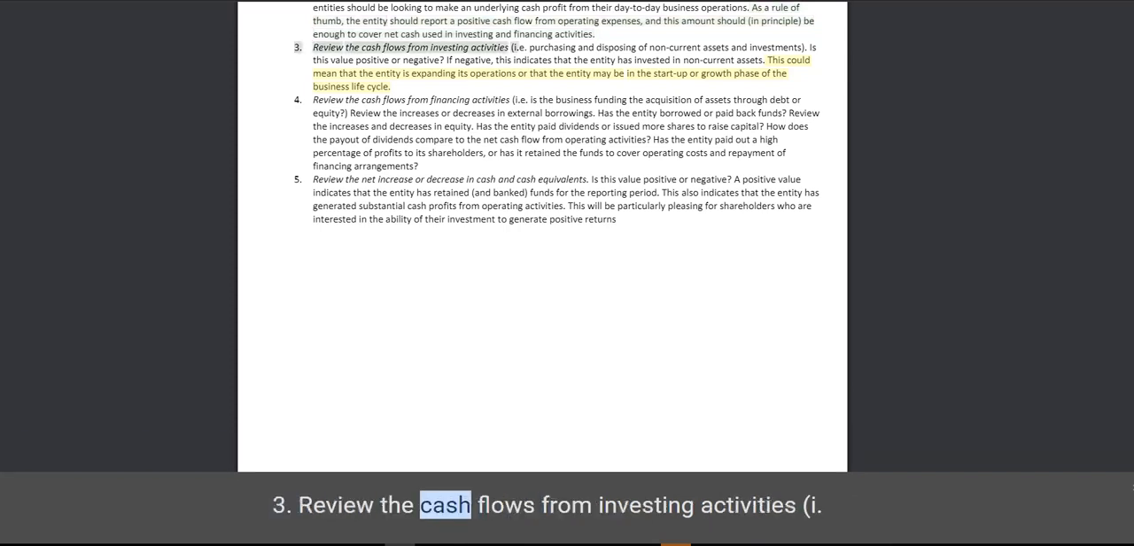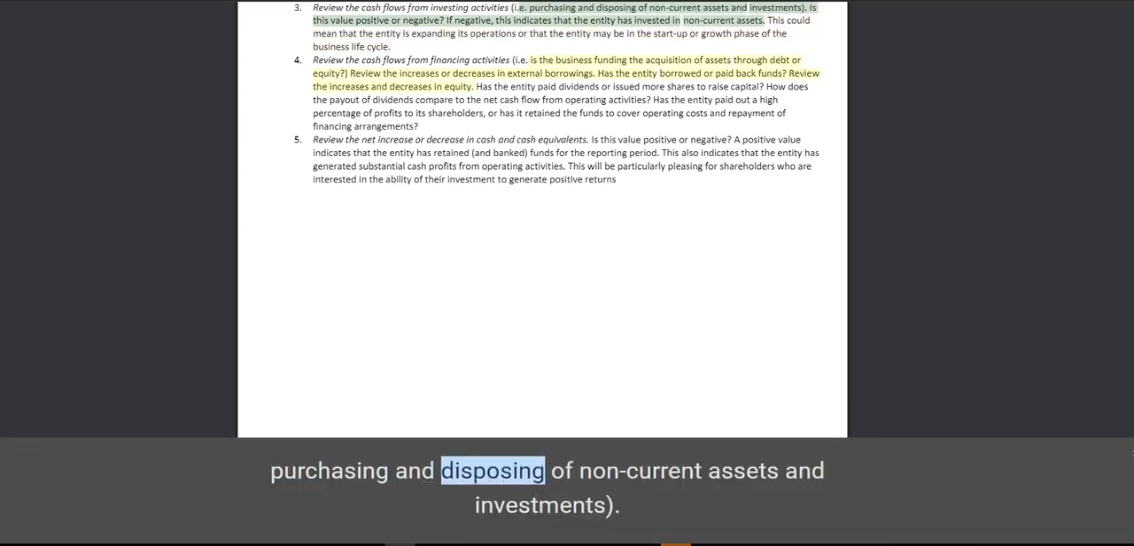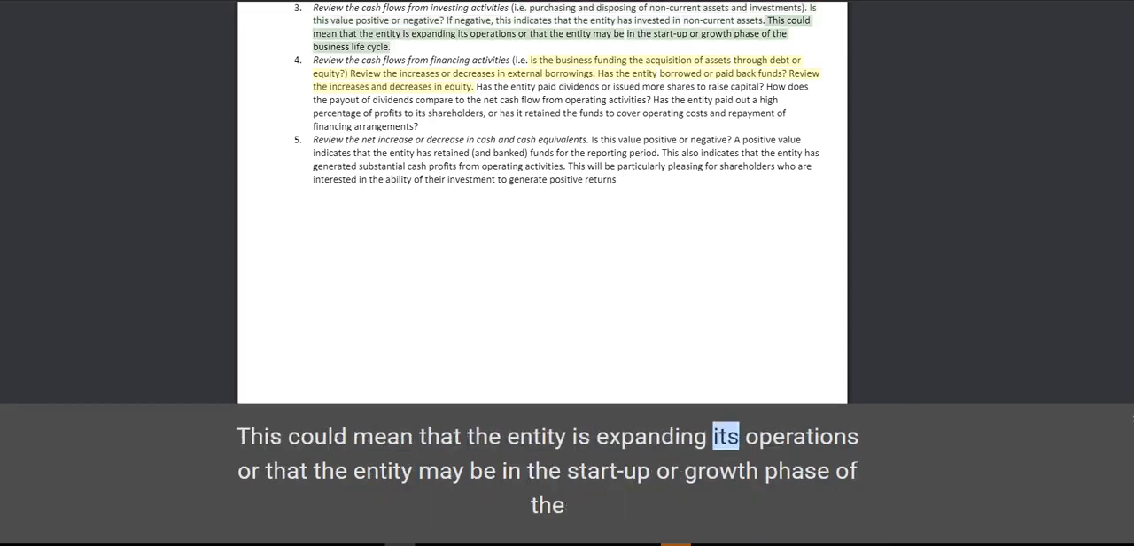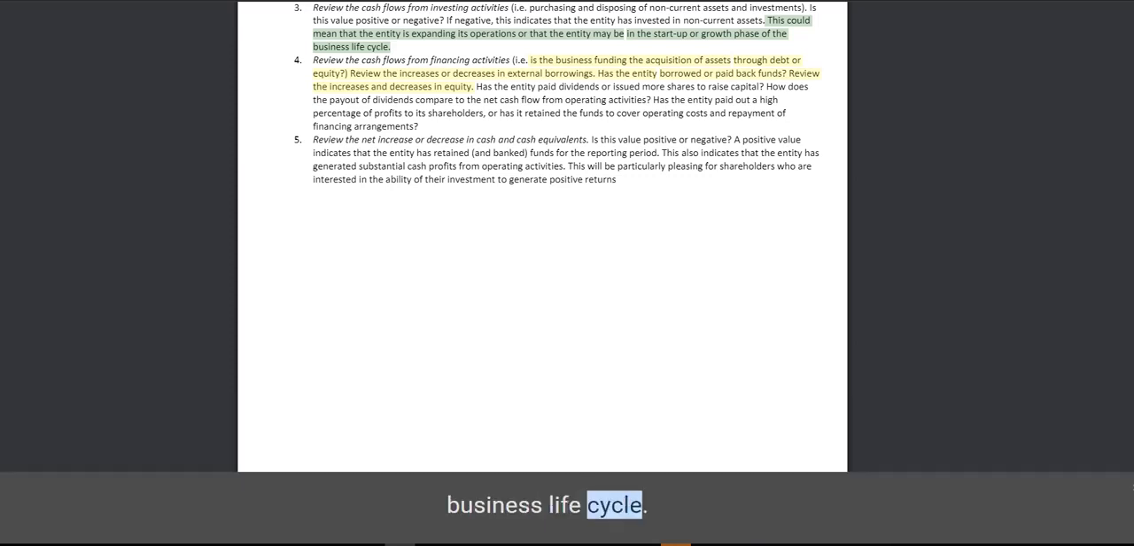3. Review the cash flows from investing activities, i.e., purchasing and disposing of non-current assets and investments. Is this value positive or negative? If negative, this indicates that the entity has invested in non-current assets. This could mean that the entity is expanding its operations, or that the entity may be in the startup or growth phase of the business life cycle.